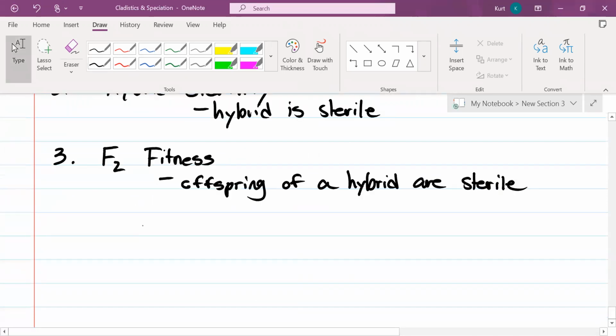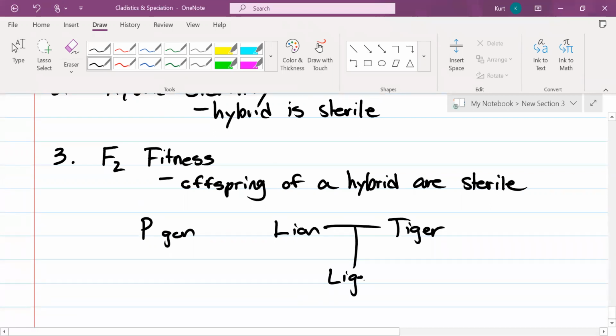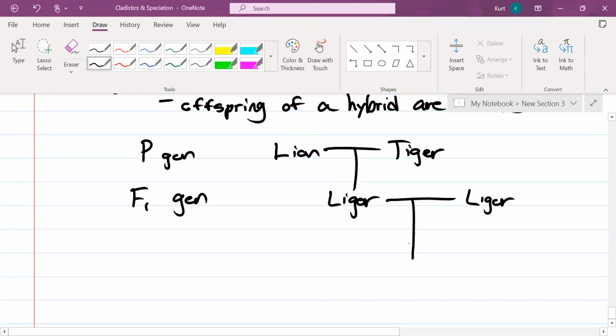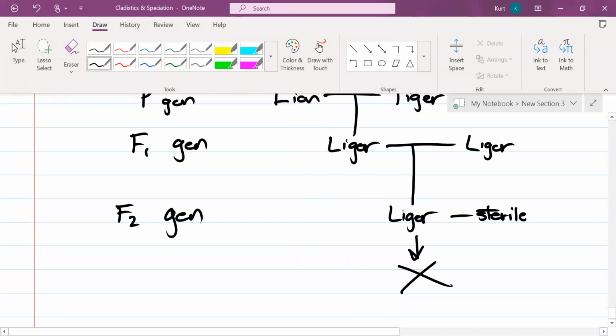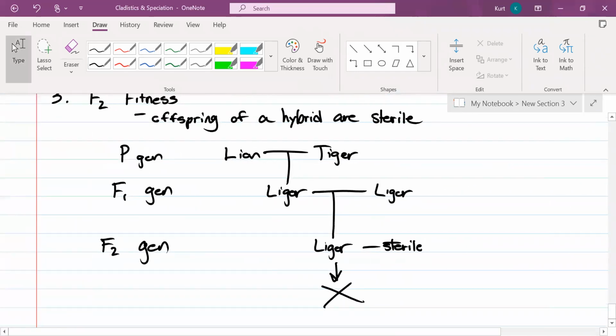So for instance, let's say in the P generation, we have a lion, we have a tiger, they form a liger. Liger is going to be F1 gen. And let's say that we get a hold of another liger and they reproduce. Oh my gosh, this has never happened before. And they form a liger. This is the F2 generation. This liger is sterile. It's not going to be able to breed. So, nothing further. All right. Well, there's a little bit more speciation, which I'll get to on Wednesday. But other than that, that's the conclusion of this lesson.